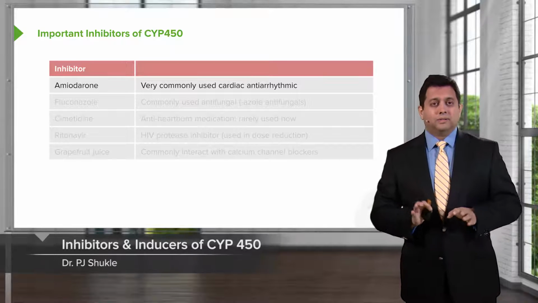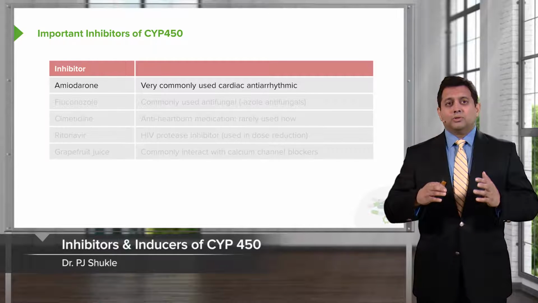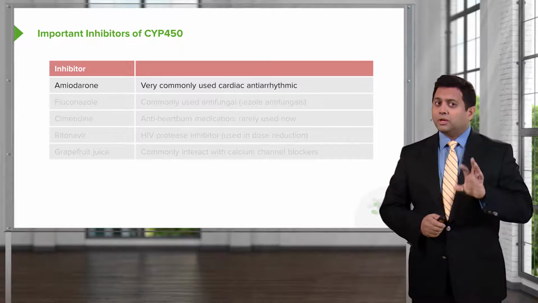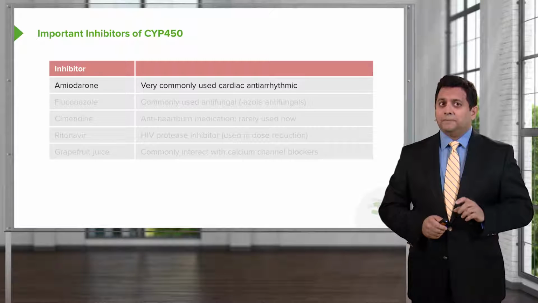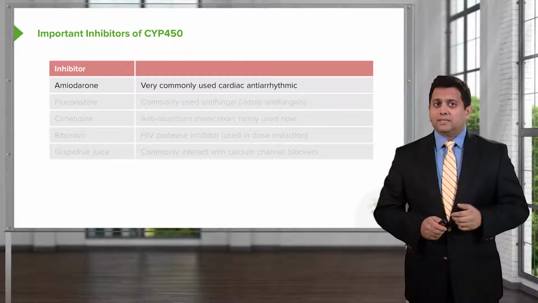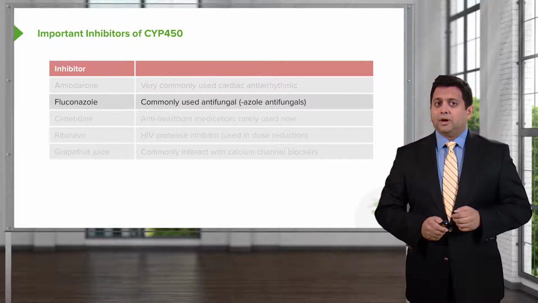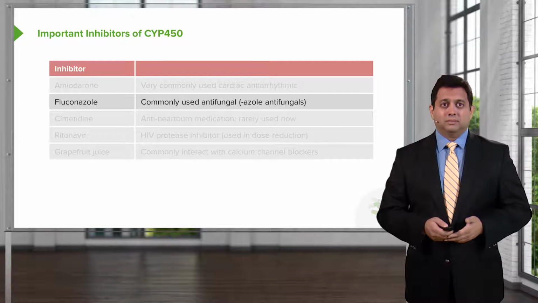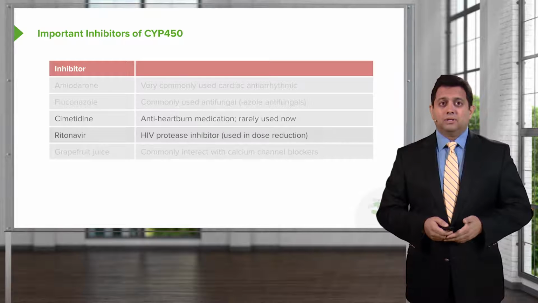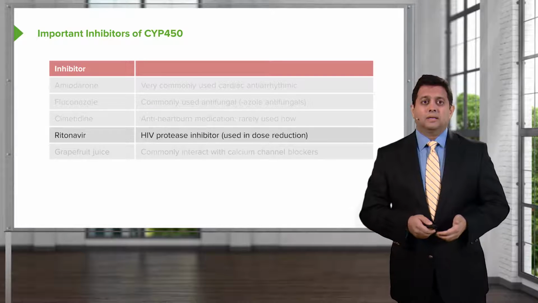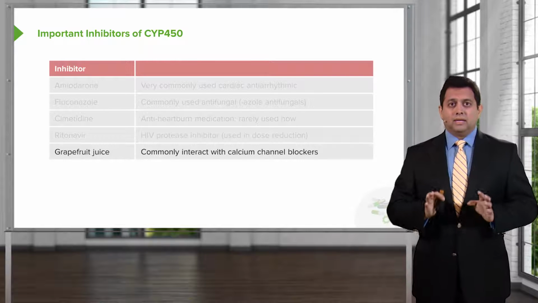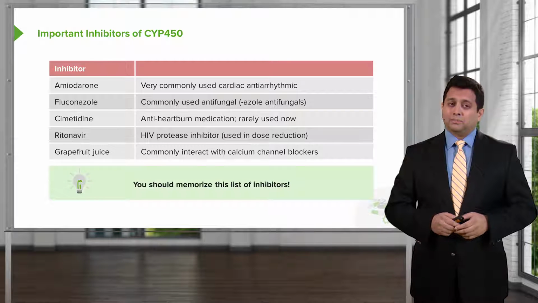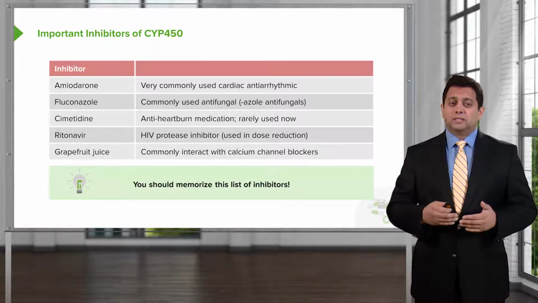Being aware of racial differences is very important, but also being aware of inhibitors of cytochrome system is important too. So I'm going to go through each of these drugs in detail. Amiodarone inhibits cytochrome. Fluconazole, which is an antifungal agent, inhibits cytochrome. Cimetidine, ritonavir, which is an HIV drug, and grapefruit juice are all inhibitors of cytochrome system. You should memorize this list. You need to know this list cold.